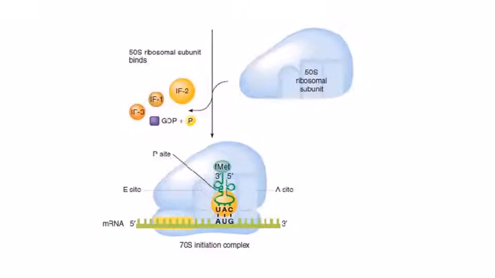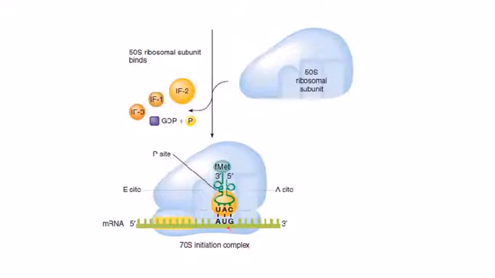After the formation of the 30S initiation complex, the next step is that initiation factors 1, 2 and 3 get separated from the smaller subunit of the ribosome, along with the GDP and inorganic phosphate. The 50S ribosomal subunit, also called the larger ribosomal subunit, then comes and attaches to the 30S initiation complex, ultimately forming a 70S initiation complex.